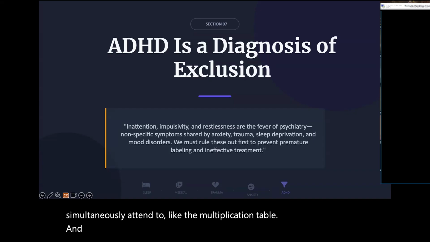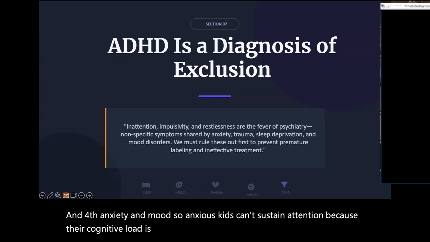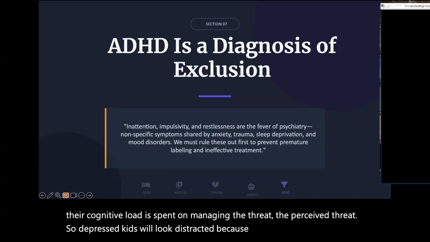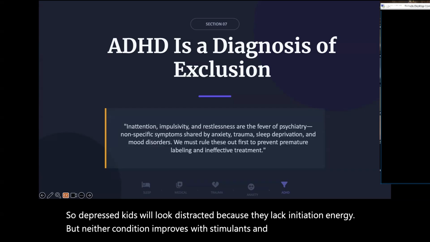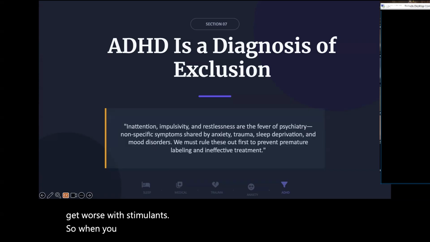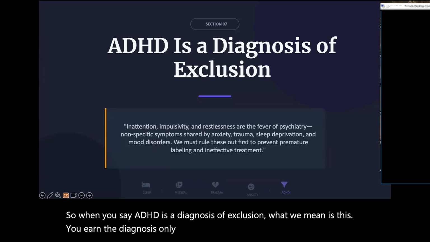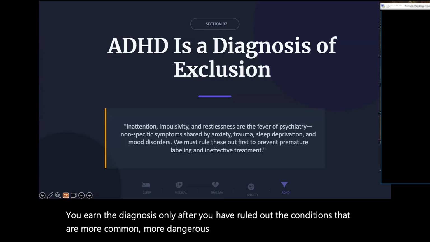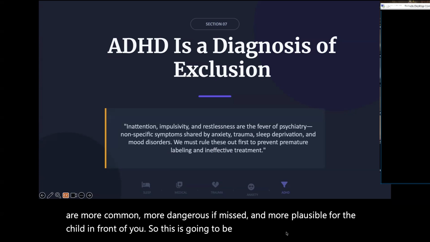And fourth, anxiety and mood. Anxious kids can't sustain attention because their cognitive load is spent on managing the perceived threat. Depressed kids will look distracted because they lack initiation energy. But neither condition improves with stimulants. And in fact, the anxiety can get worse with stimulants. So when you say ADHD is a diagnosis of exclusion, what we mean is this. You earn the diagnosis only after you have ruled out the conditions that are more common, more dangerous if missed, and more plausible for the child in front of you. So this is going to be the nature of an ADHD evaluation.